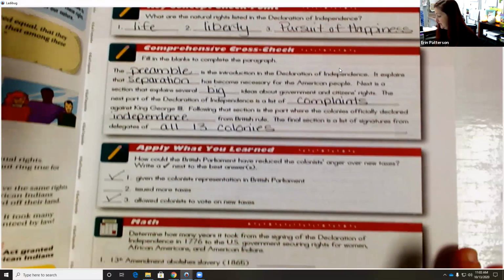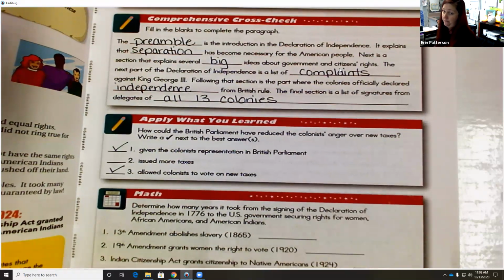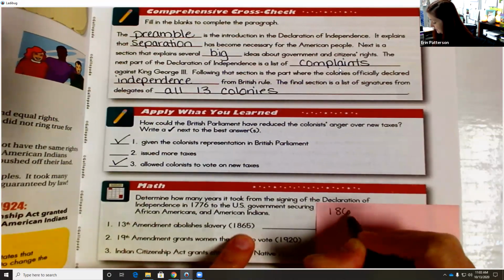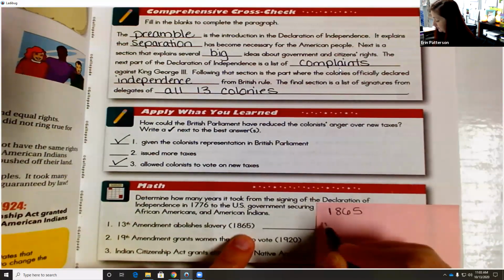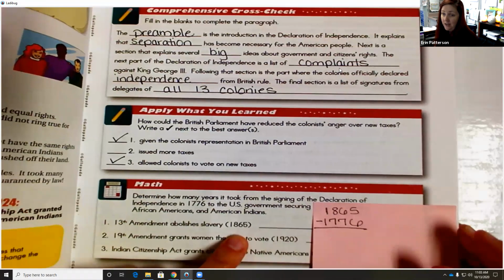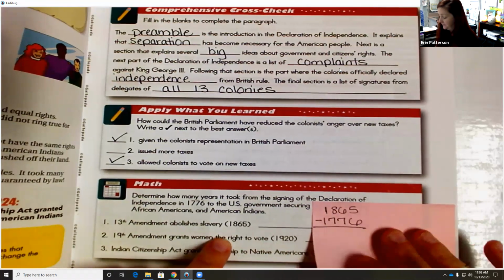Okay. Now a little math at the bottom here, guys. In order to find the difference between these numbers, you had to take the date and subtract 1776 to find how many years passed. You have to do that for each one of these dates, okay?